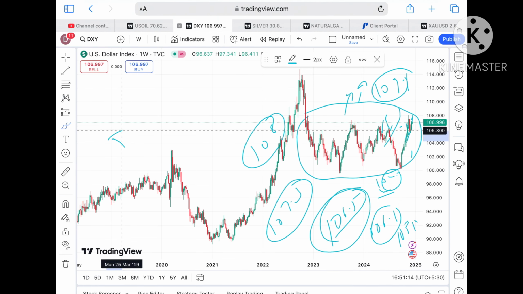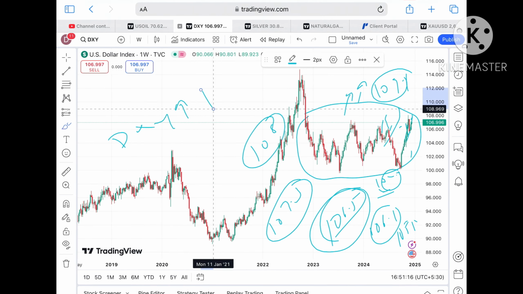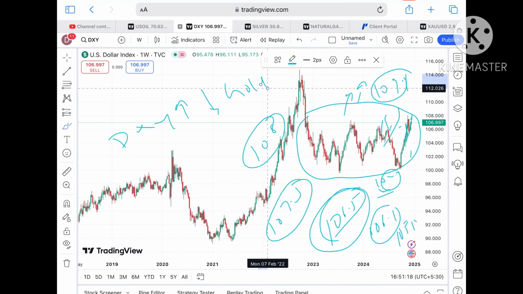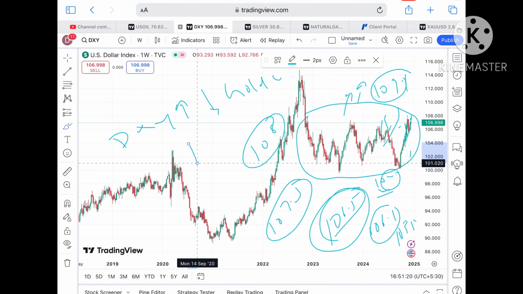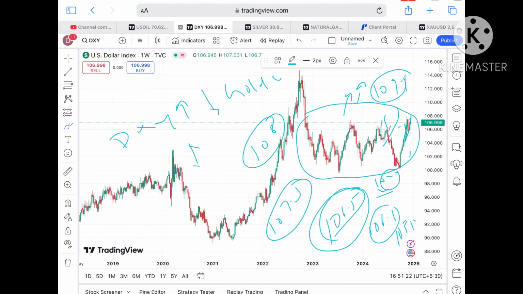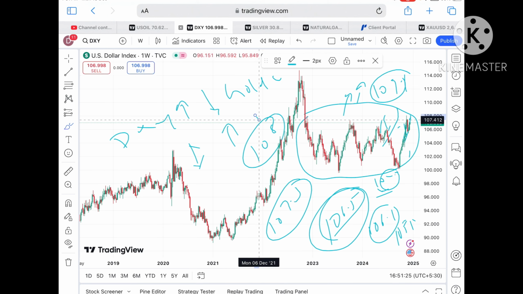Keeping that in mind, if the price of the dollar index starts going upside, we will see the gold and silver price come down. Similarly, if the dollar index starts going down, we can see the gold and silver price go up. This is what we can see.